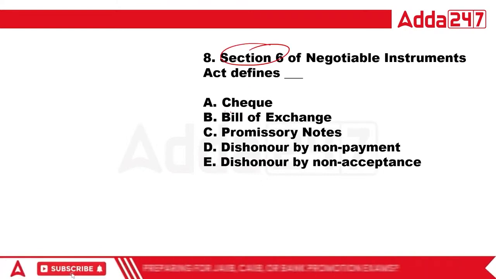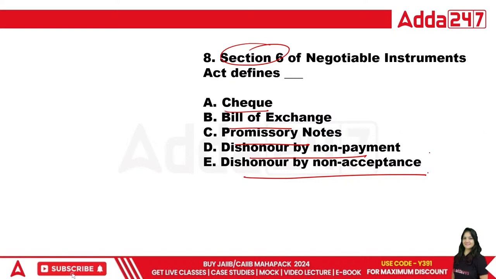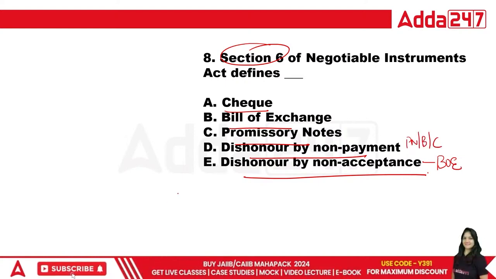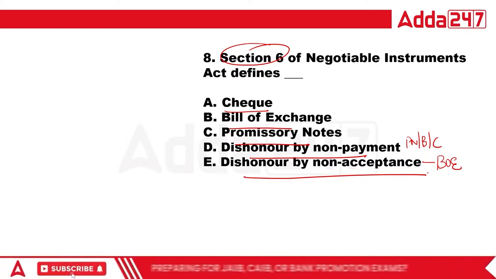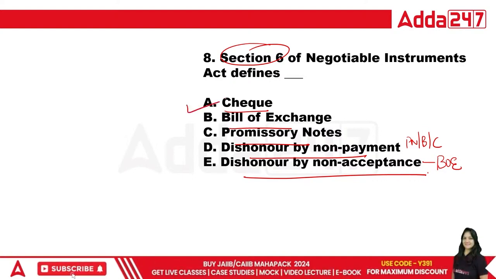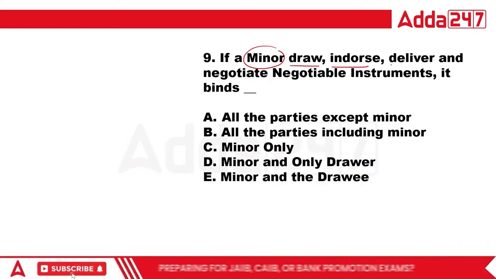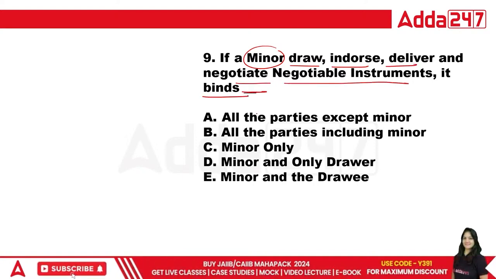What is section 6? Check, bill of exchange, promissory note, dishonor by non-payment, dishonor by non-acceptance. Dishonor by non-acceptance is always for the bill of exchange, always remember. And non-payment is for promissory note, bill of exchange, and check. Hanji class. So what is section 6? That is check.